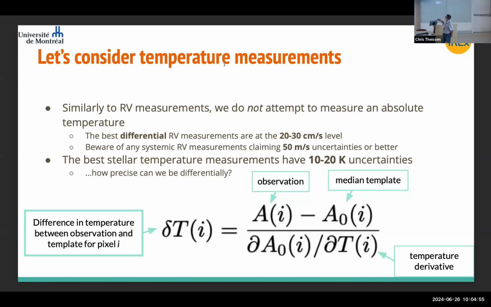So basically, the best differential RV measurements are good to tens of centimeters per second, and at best absolute to 50 meters per second. And I remind you, and you may disagree, but the very, very best absolute temperature measurements at best are in tens of Kelvin, and I'll show how you can get sub-Kelvin differences in time series, and it opens a new door, a new window on stellar variability.